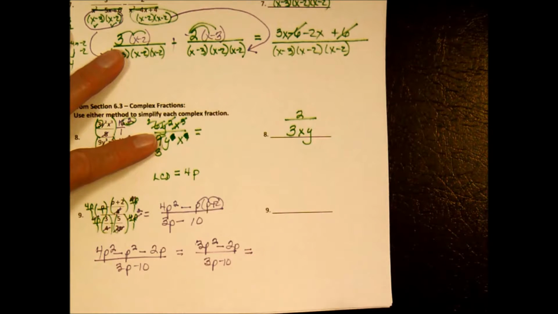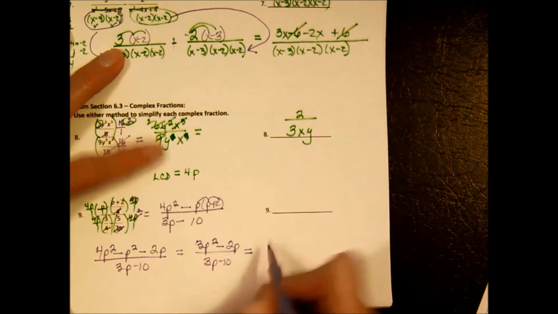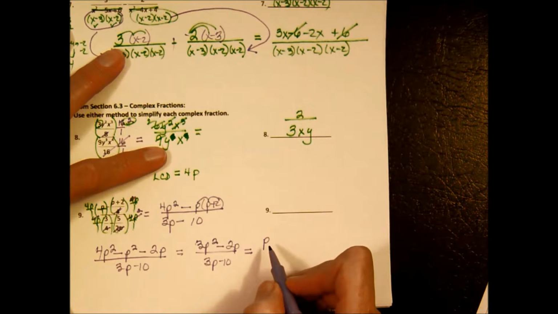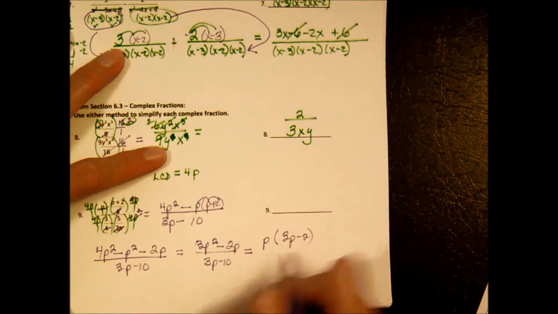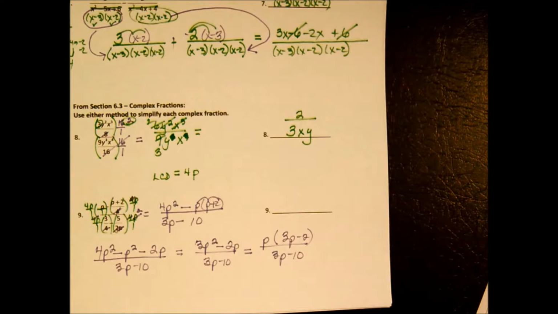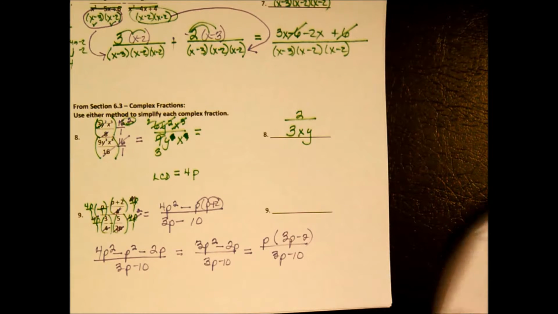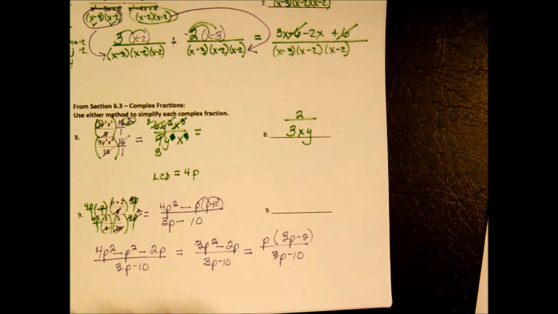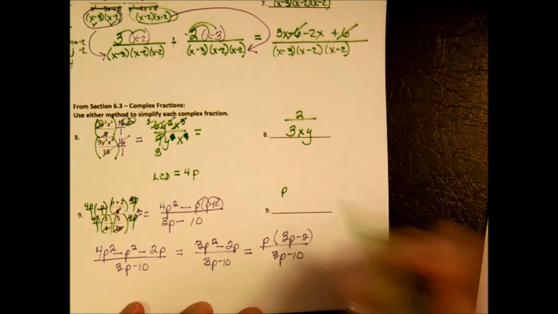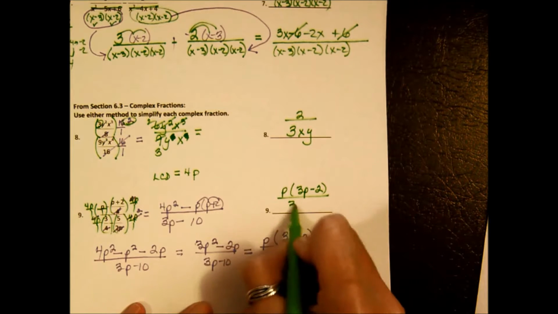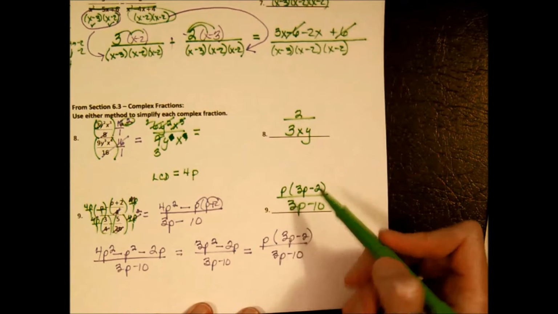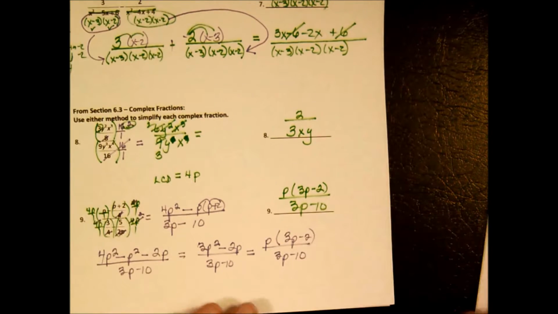I'm now going to factor out a p in the numerator just to make sure that nothing will cross cancel. That leaves me 3p minus 2, 3p minus 10. And as you can see, nothing in the numerator will cross cancel with that denominator, but we still had to factor that to verify it. So I'm just going to write my answer as p times 3p minus 2 over 3p minus 10. I can't cross cancel those 3p's because they are parts of an entire unit.